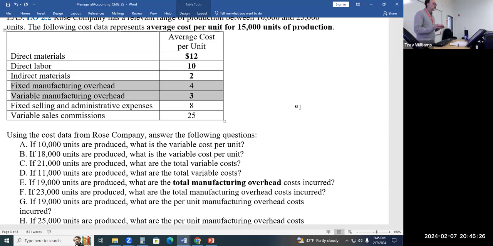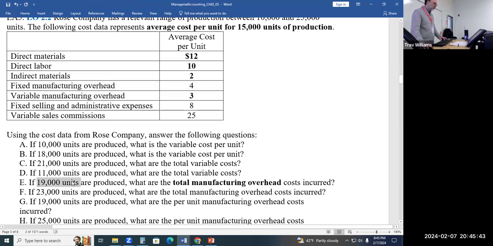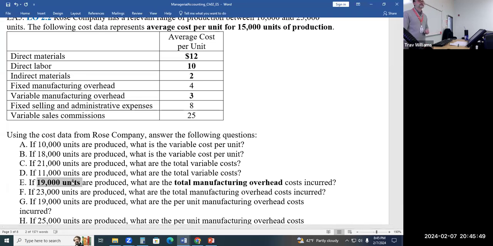Remember how the variable cost per unit stays the same, but the fixed cost per unit changes based on production? So to answer this question about 19,000 units, we're going to have to figure out what would be the fixed cost per unit with 19,000 units. So who remembers? We had a similar problem earlier. How did we solve that previous one?